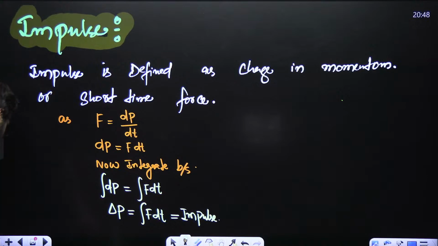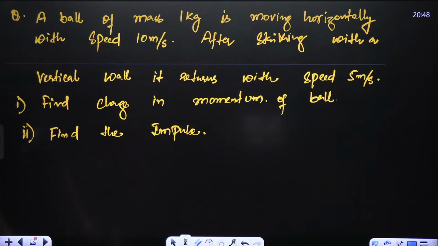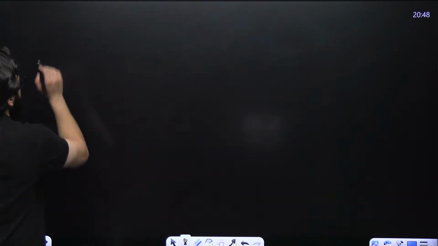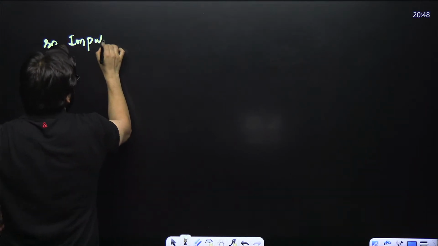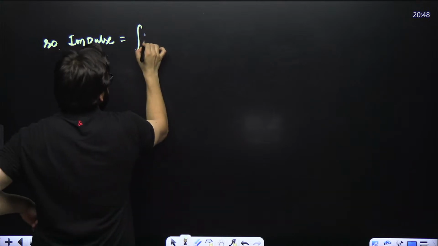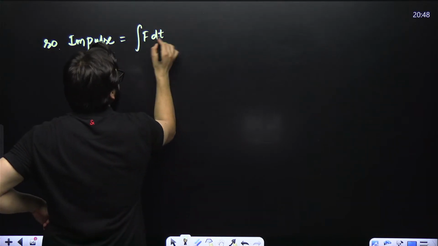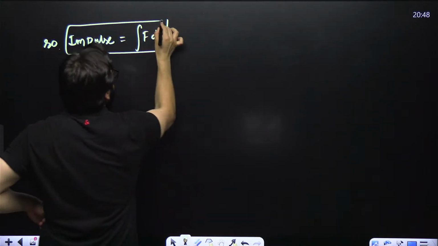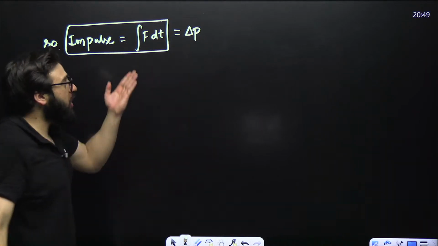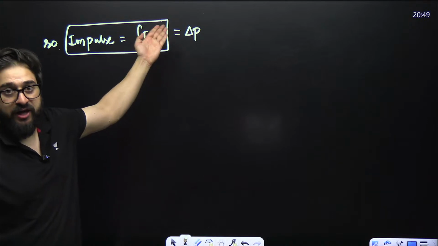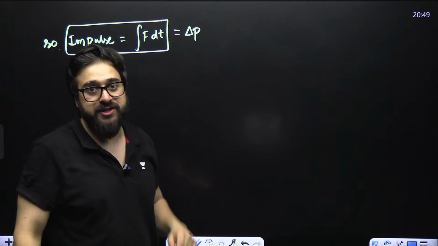So what is the formula of impulse? I'll write over here: impulse is equal to integration of F dt, force acting for a short time, or you can also say it is change in momentum. Why? Because integration of F dt is also change in momentum.